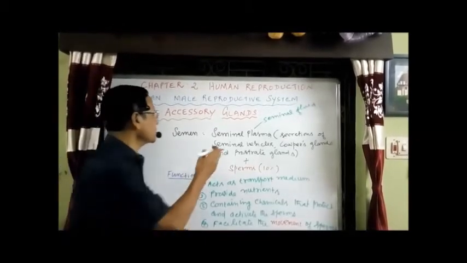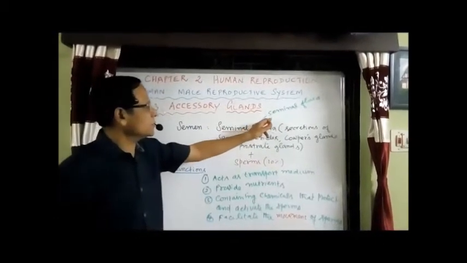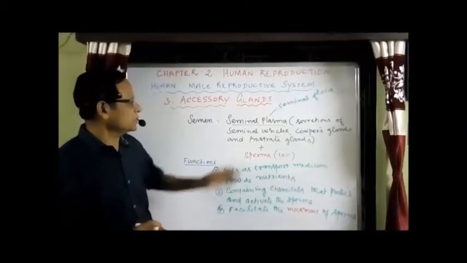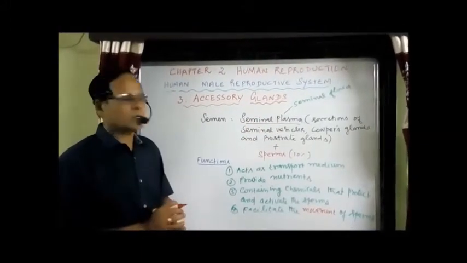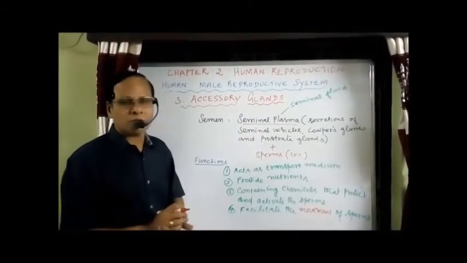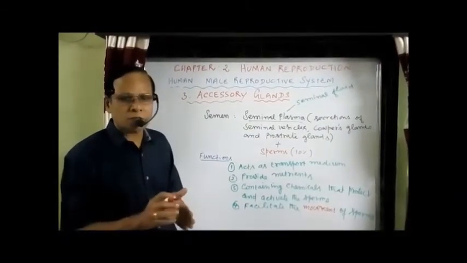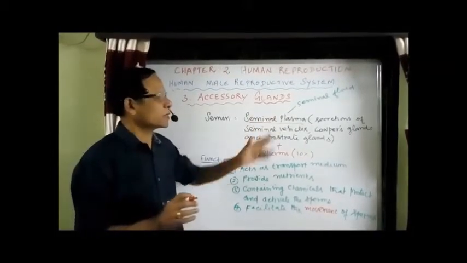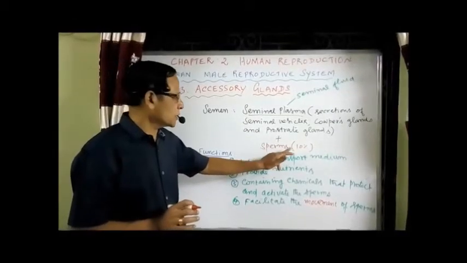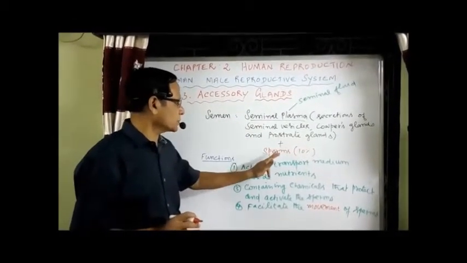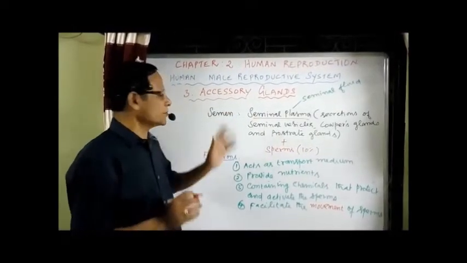Component number one, seminal plasma, also called seminal fluid. It is the secretions of the seminal vesicles, then the bulbourethral glands or Cowper's glands, and also the prostate gland. The secretions of all these three glands together form seminal plasma or seminal fluid, along with sperm. About 10% of semen is formed of sperms. So seminal plasma plus sperms together form semen.